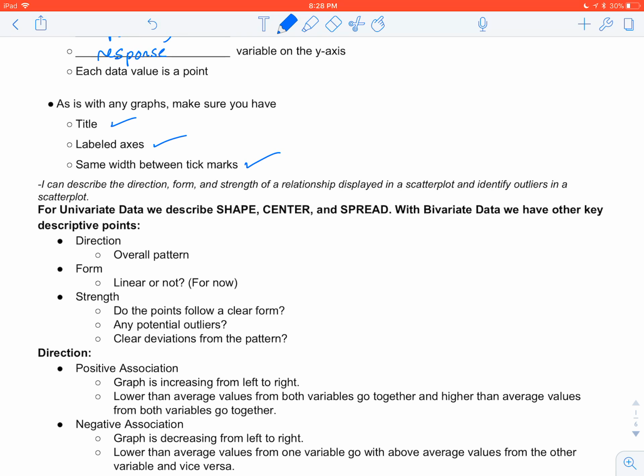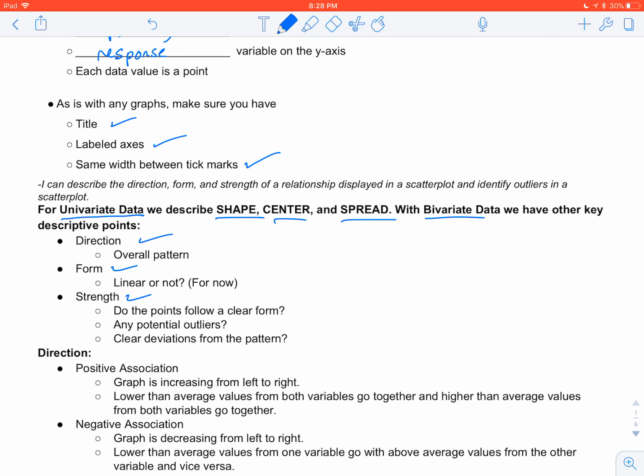All right, so next, I can describe the direction, form, and strength of a relationship displayed in a scatter plot and identify outliers in a scatter plot. So, univariate data from Chapter 2, shape, center, spread, were the three things you had to look at for describing a graph. Bivariate data has three different things. It's direction, form, and strength. So direction is going to be your overall pattern.